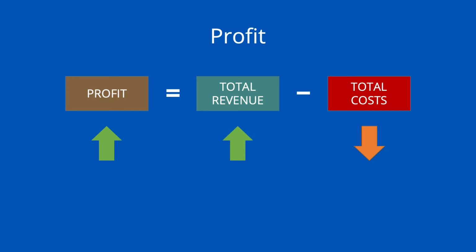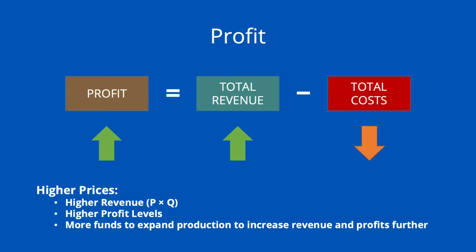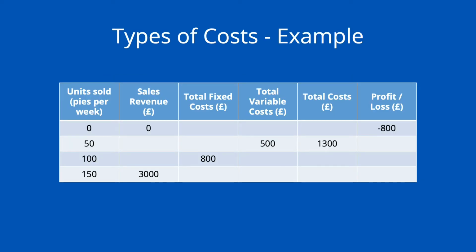Most firms want to maximize profits, and they can do this in two ways. Either they can increase their total revenues by selling more products, or they can reduce total costs by streamlining the production process and minimizing expenditures where possible. Setting higher prices can also increase profits. Since total revenue is equal to price times quantity, increasing prices will, ceteris paribus, increase revenues. Again, assuming all other variables are held constant, this will lead to higher profit levels, giving firms access to more funds to build new production plants to expand output, and this could have the secondary impact of increasing revenue and profits even further.